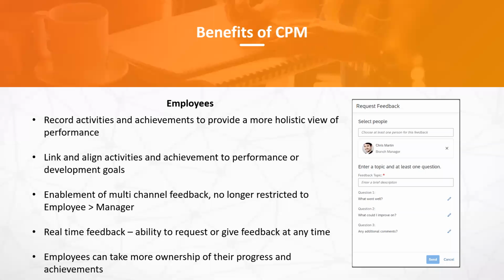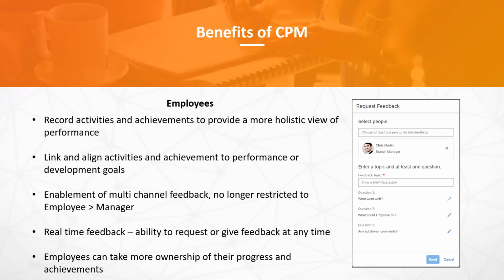Employees can link and align their activities and achievements to performance or development goals, so we can start to build up a much more holistic view of our overall performance. As we know, performance is not really a snapshot in time, yet a lot of organizations still maintain a very structured goal setting period, followed by a performance review cycle and a general rating. What this is enabling employees to do is link activities and achievements that can be standalone or can be linked in, and this is going to provide a more broad perspective of how that employee has performed across the year.